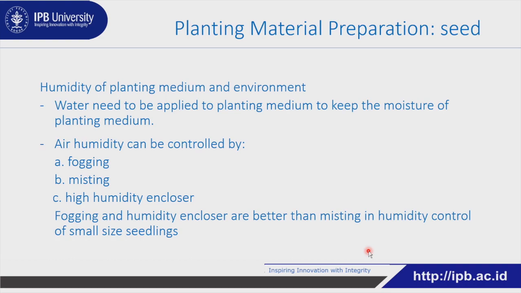And humidity of the planting medium and environment: water needs to be applied to the planting medium to keep it moist. And air humidity can be controlled by fogging, misting, or using a high humidity enclosure. Fogging and humidity enclosures are better than misting for humidity control of small-size seedlings, because if the water particles are too big, such as when we use misting and forget to set up the nozzle, the seed will be broken or washed out from the media.